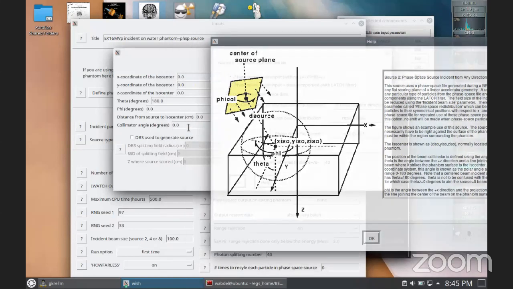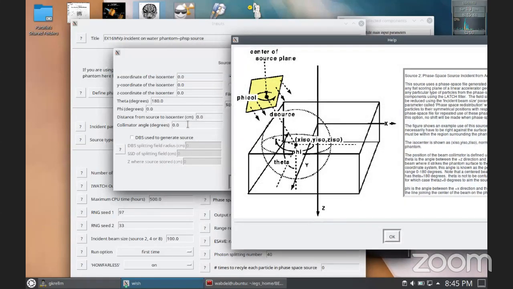Now, the rest: collimator angle, if there is a collimator angle you want to use, and distance from source to isocenter. The source in this case is the phase space file, because we acquired that phase space file just above the phantom. So it's going to be zero. People, for example, could acquire the phase space file at 17 centimeters from the linac head. Then this distance is going to be 30 centimeters. That's the distance you put in. Okay, so you can do this.